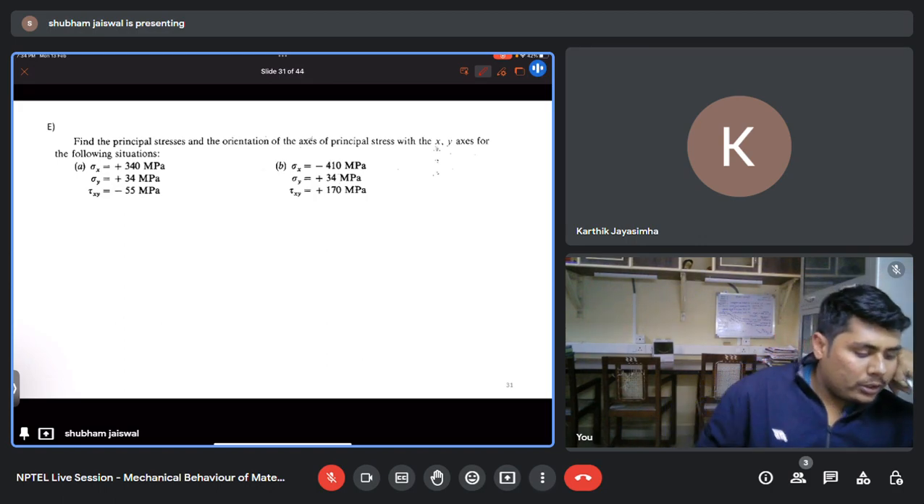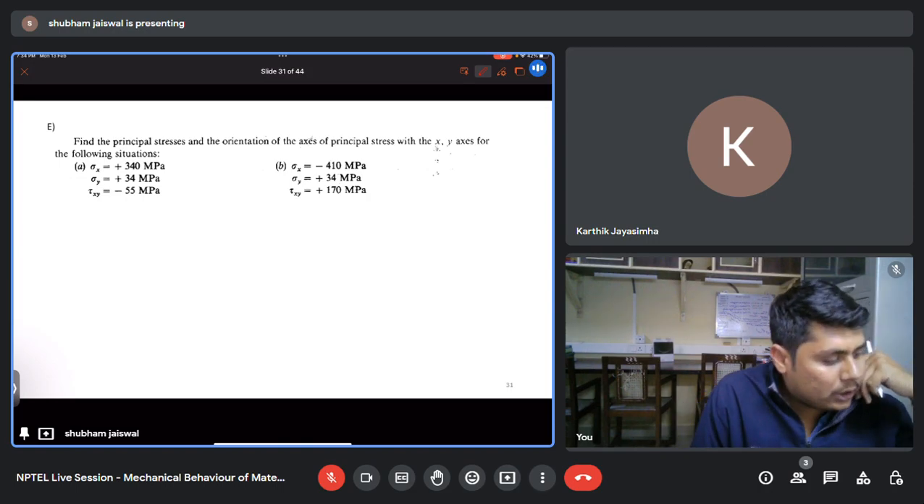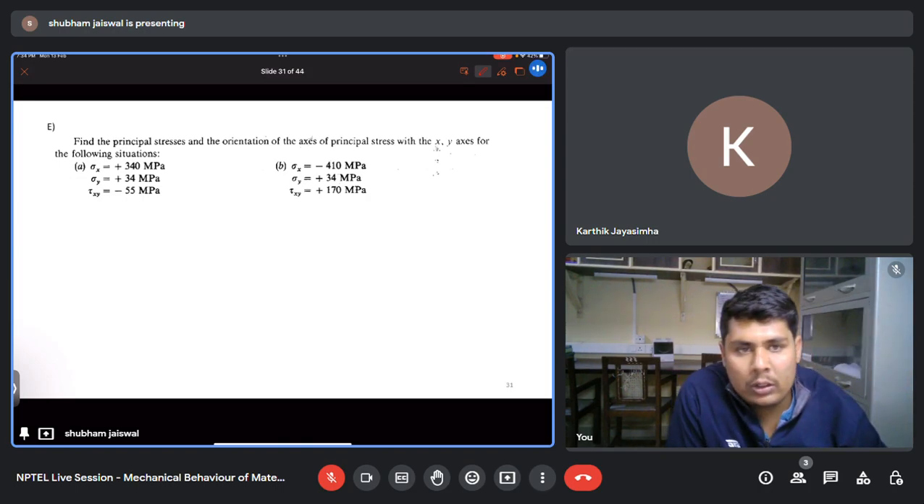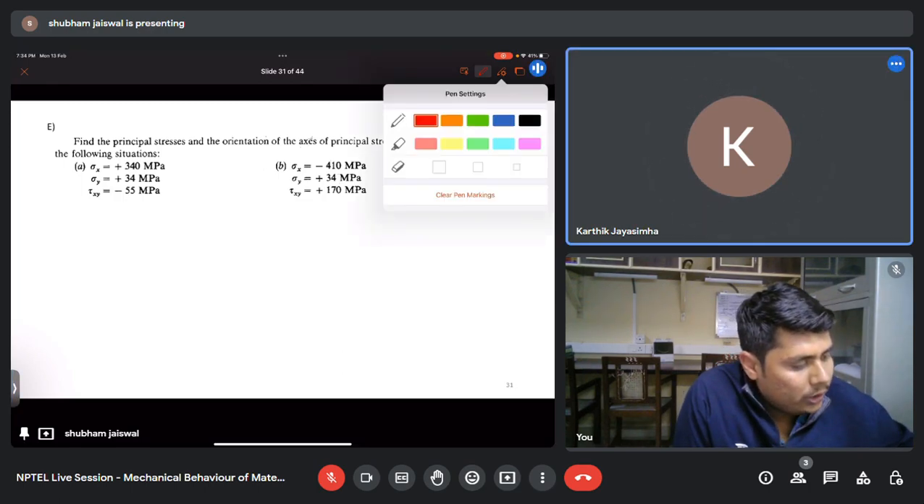Now the next question we have is this one. Find the principal stresses and orientation of the axis of principal stresses within the XY axis for the following situation. Can you calculate? Yes, sir. Very easy.